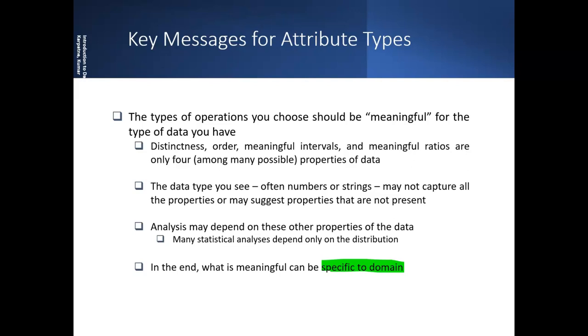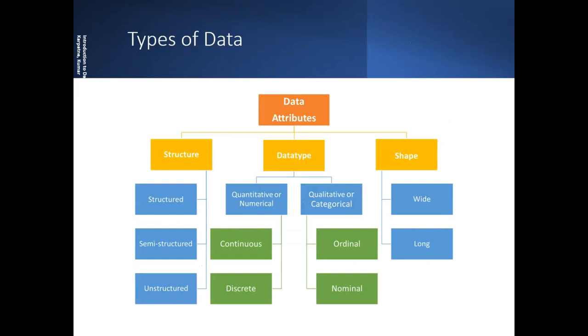Distinctness, order, meaningful intervals, and meaningful ratios are only four among many possible properties of the data. The data you see, often numbers or strings, may not capture all the properties, or may suggest properties that are not present. And analysis may depend on other properties, like many statistical analyses depending on the distribution. In the end, what is meaningful can be specific to the domain. So these are some extra information related to the data.